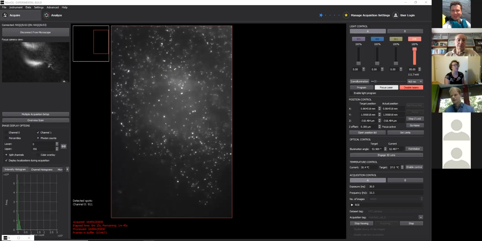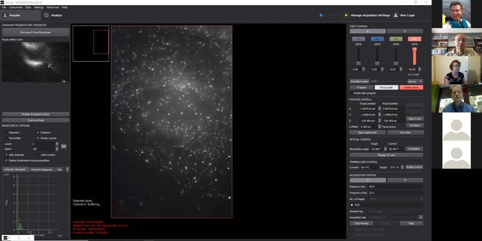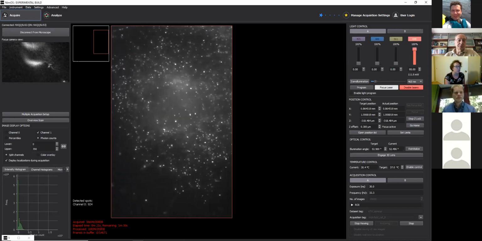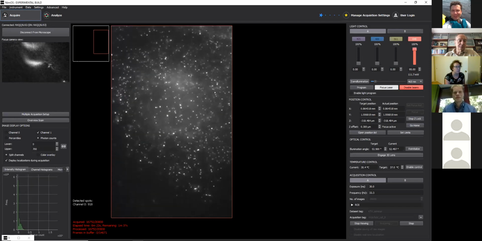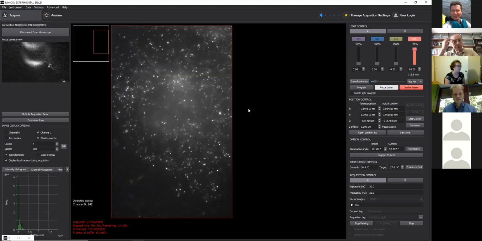So I've already started this DStorm acquisition because, as Alex mentioned, you do have to collect many frames to collect enough localizations to build up a nice image. So right now I'm on frame 17,000.